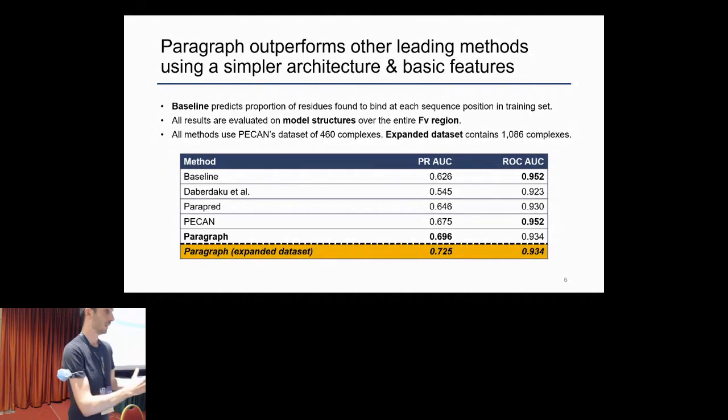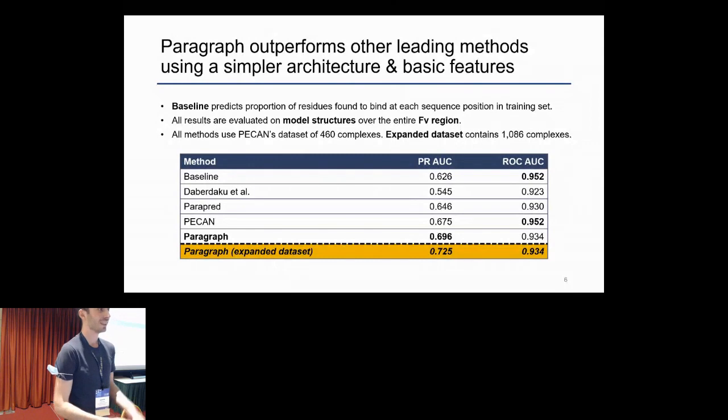We just look at our training set, and we look at every sequence position in our training set, and we look at the proportion of residues that are found to bind at each sequence position. We then take our test sets, and again, we look at the sequence positions, and for every antibody, we simply predict that proportion which was observed in our training sets. So a very simple approximation, but it actually ends up being the best performing on the ROC AUC.